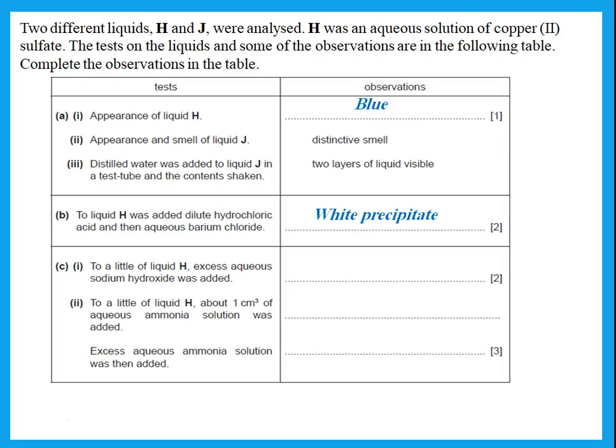To a little of liquid H, excess sodium hydroxide was added. So I'm adding sodium hydroxide to what? To copper 2. Well, that is what gives blue precipitate. To a little of liquid H, I added aqueous ammonia. Again, if I add aqueous ammonia to copper 2, what should I get? Blue precipitate. And then if you add excess ammonia, the precipitate dissolves to form dark blue solution. You have to memorize the tests.